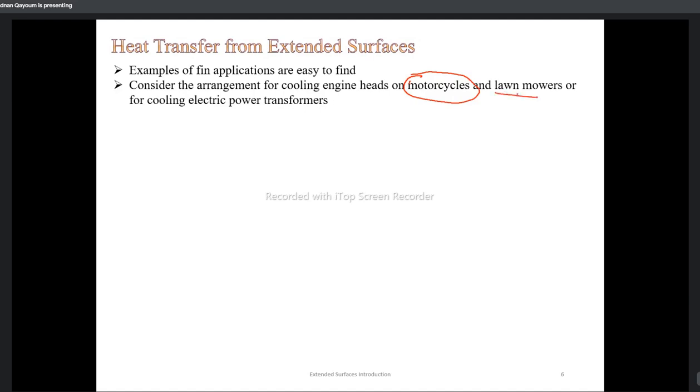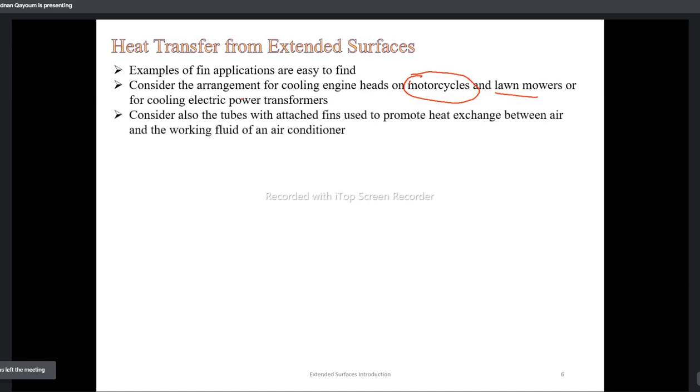Again, in this also it happens. So in power transformers, transformers have fins attached too, like extensions, so that you can dissipate heat. Okay, so this is one example.